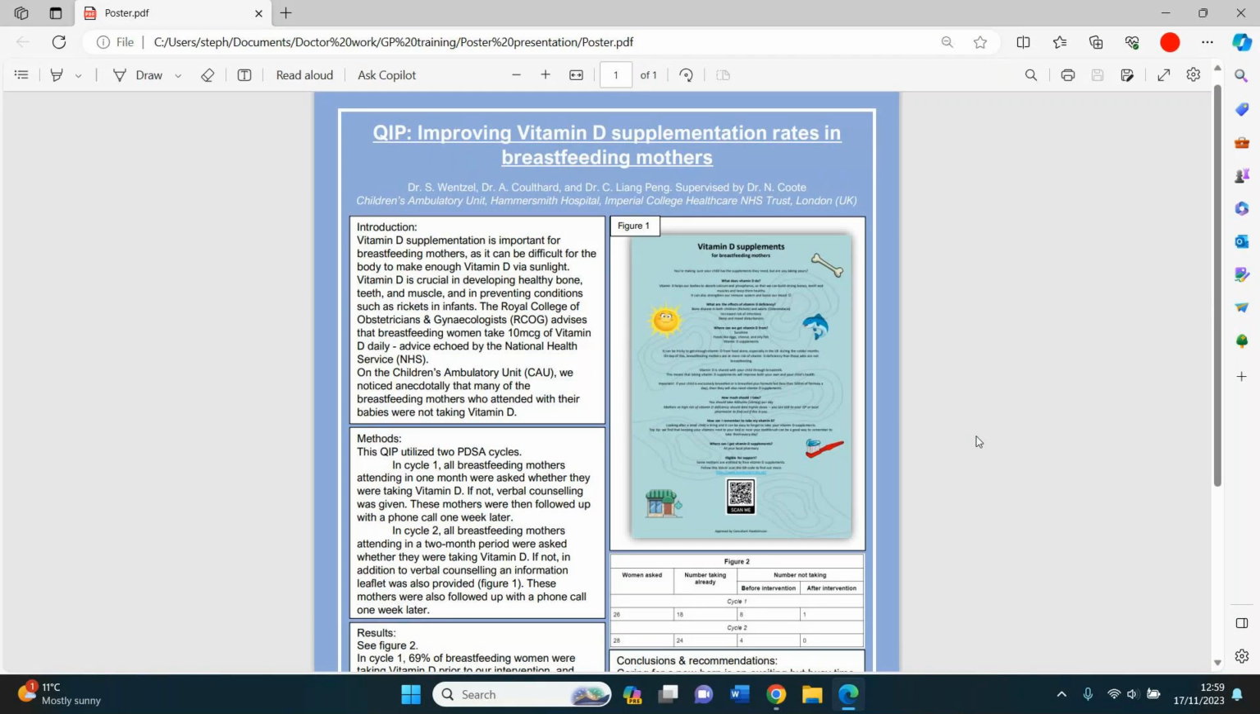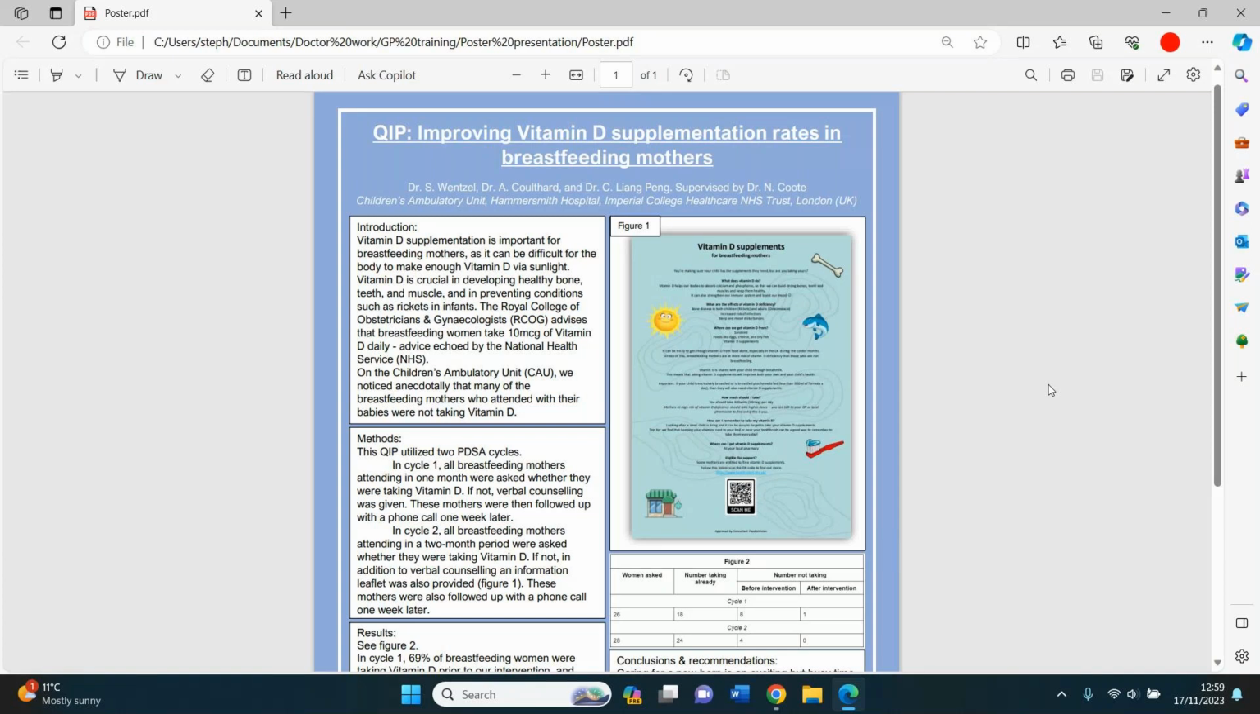We see children of all ages, but particularly quite a lot of babies, especially in the first few weeks of life, and they tend to be referred with issues like feeding difficulties, prolonged jaundice, failure to thrive, things like that. Whilst seeing babies on the unit, we noticed anecdotally that many of the breastfeeding mothers who attended with their babies weren't taking any vitamin D supplementation. This came about through chats with the mums about issues around nutrition for the babies.